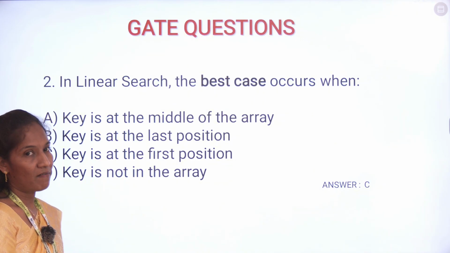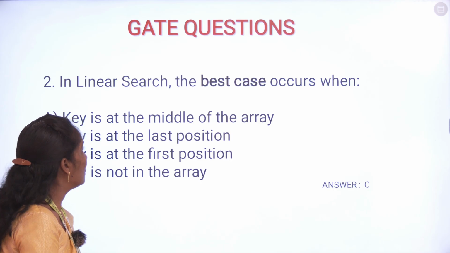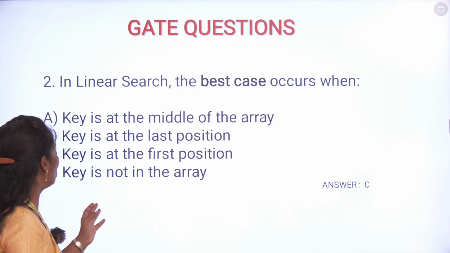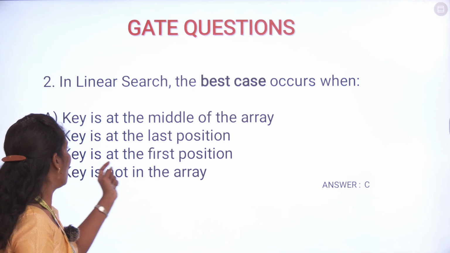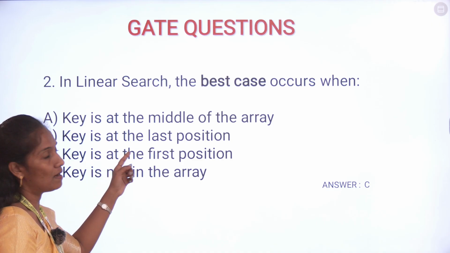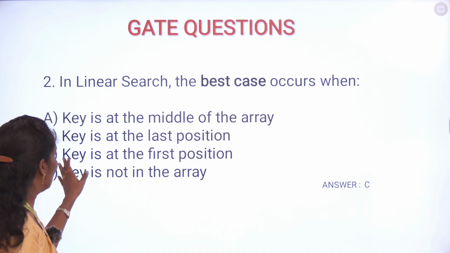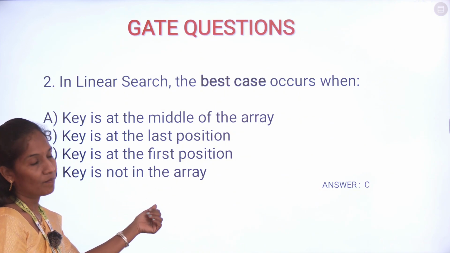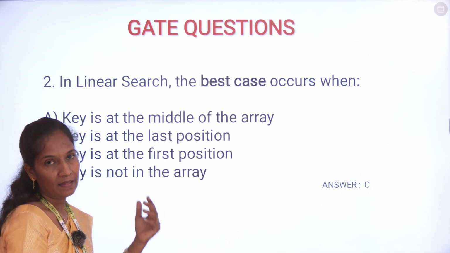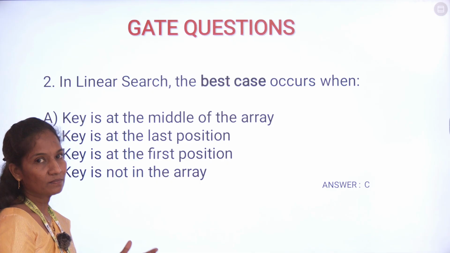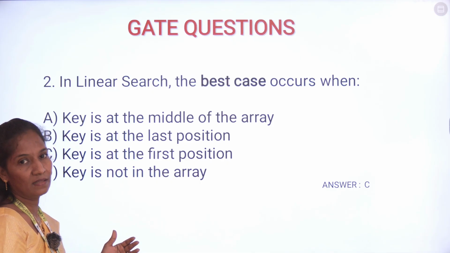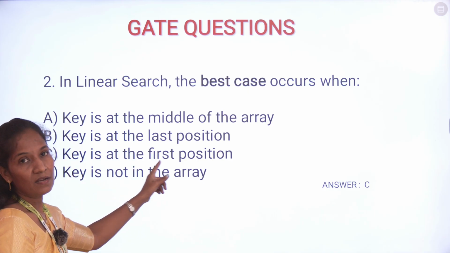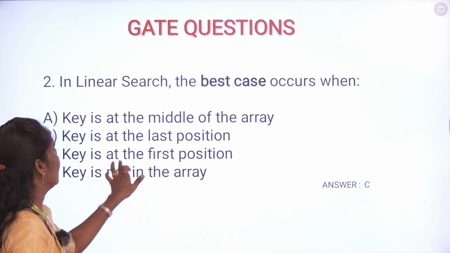In the second question, they have asked about a linear searching process. Here, in linear search, the best case occurs when... the options given are: A, key is at the middle of the array. Option B is key is at the last position. Option C, key is at the first position. And the last one is key is not in the array. In linear search, as we discussed in the algorithm, the first step says that we have to start the searching process at the first element. So the answer for this one is the key should be at the first position. So the option is C.